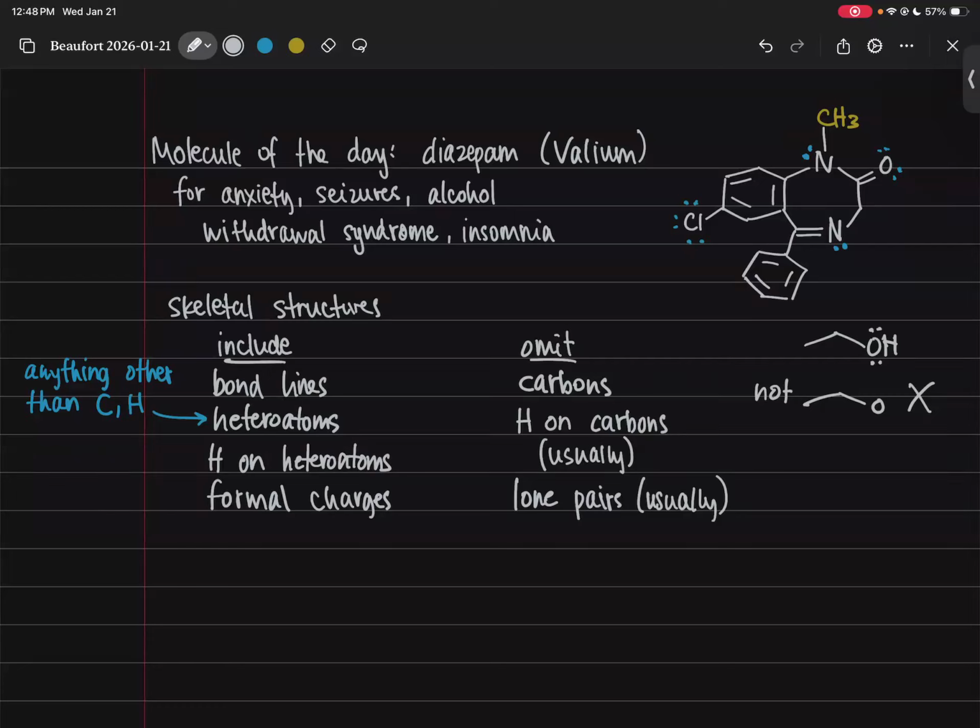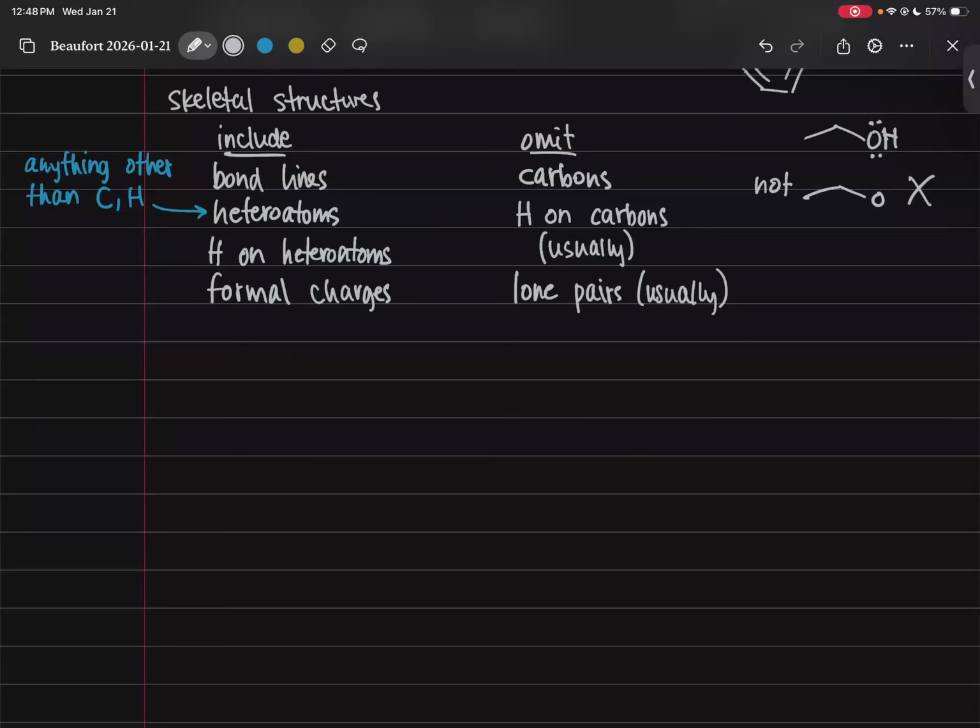Of course, that means that you need to be able to look at a molecule and see where there's lone pairs if they're not drawn. We'll get there in a second. So let's go over, some of this is going to be review, some of this is going to be new.